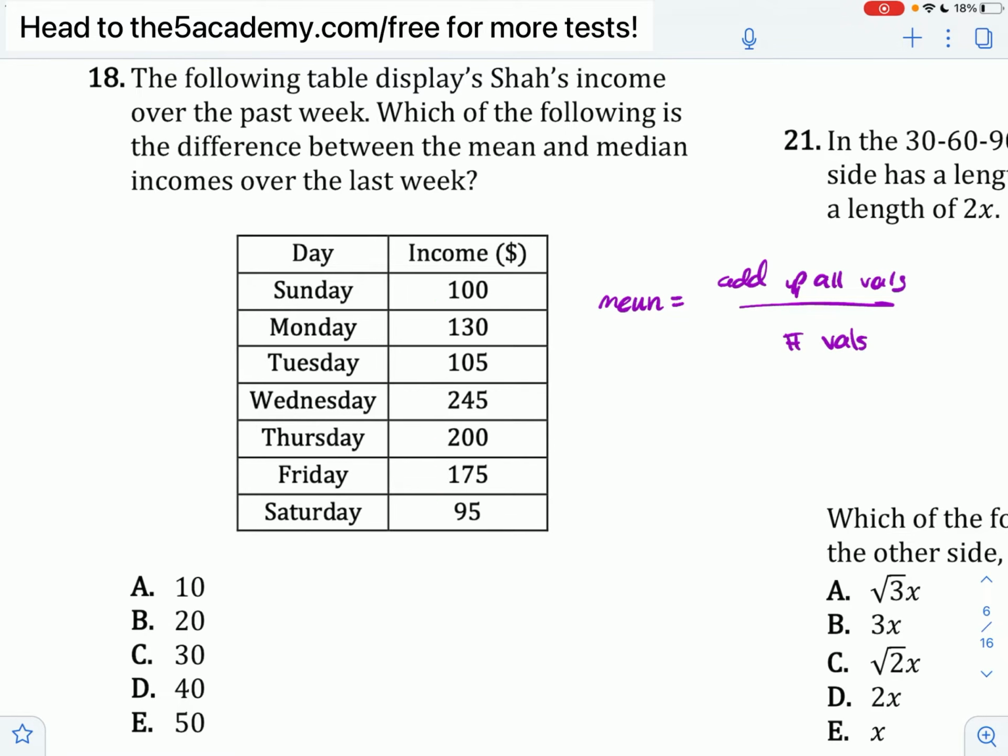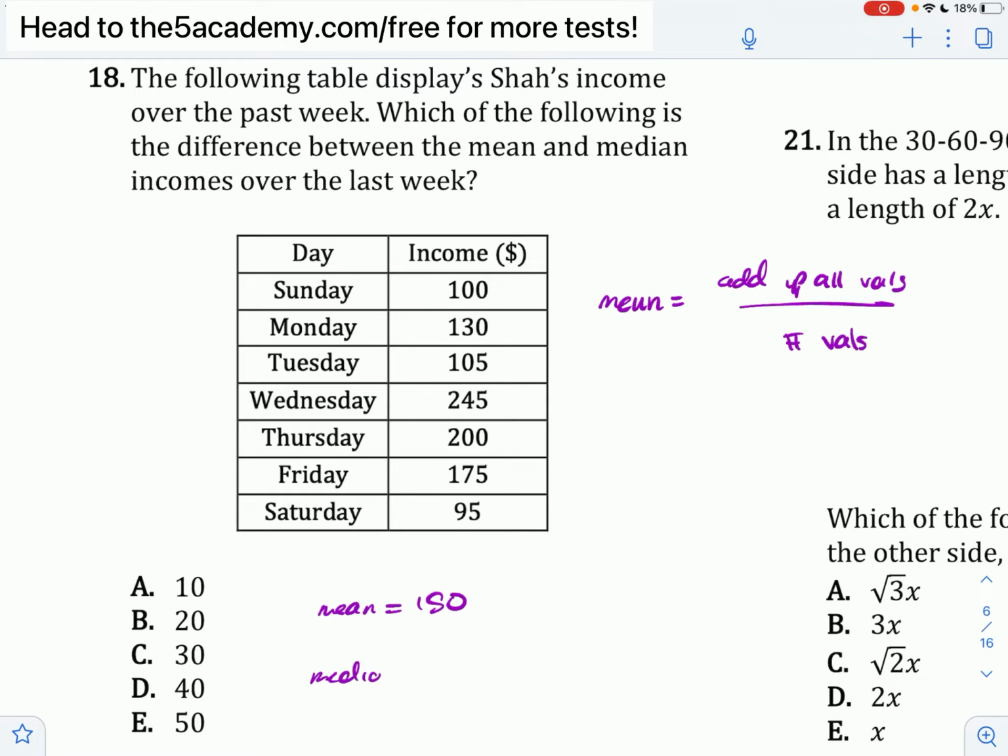So in this case, if I just add all these up on my calculator, we'll end up getting 100 plus 130 plus 105 plus 245 plus 200 plus 175 plus 95. Divide that by 7, because there are 7 days in the week. We end up getting mean equals 150.